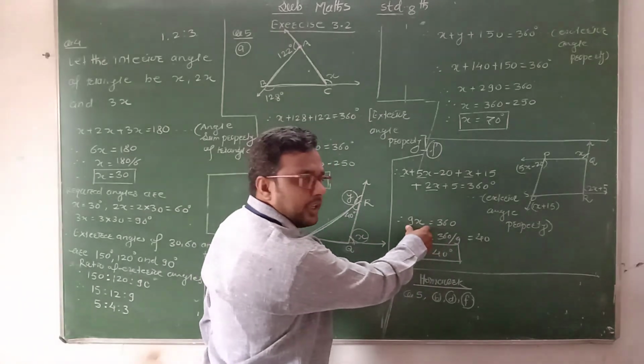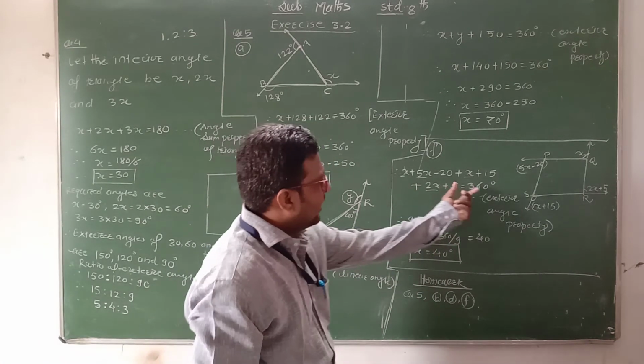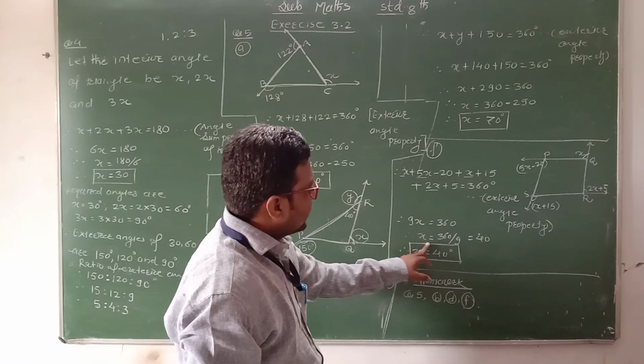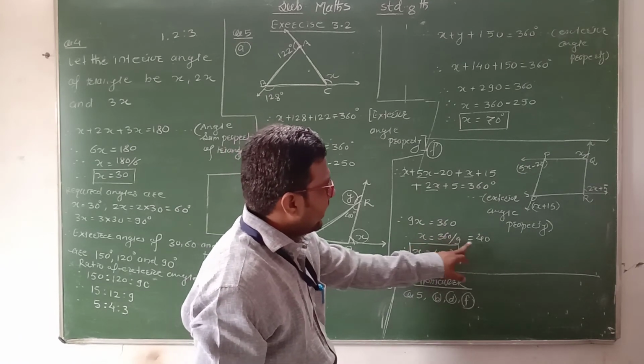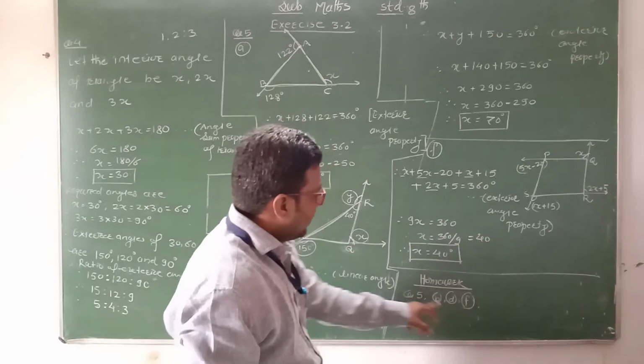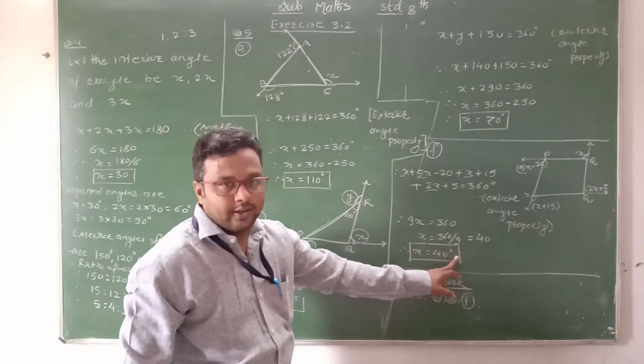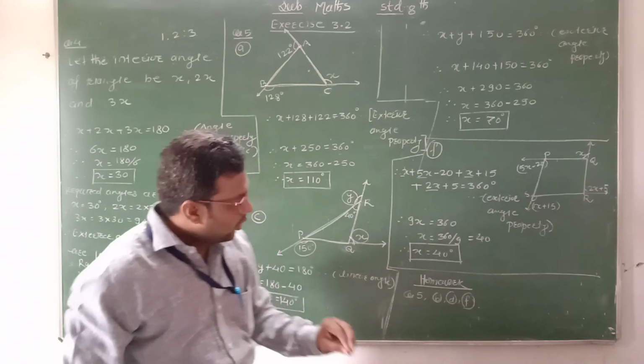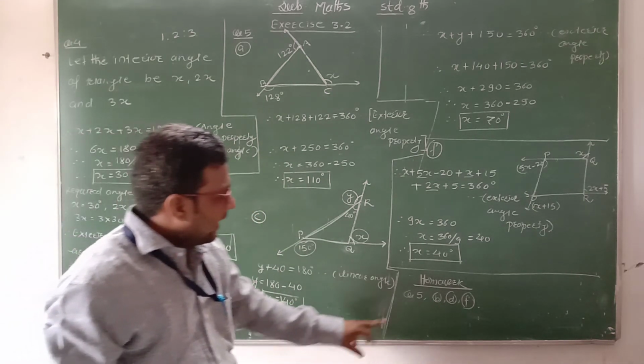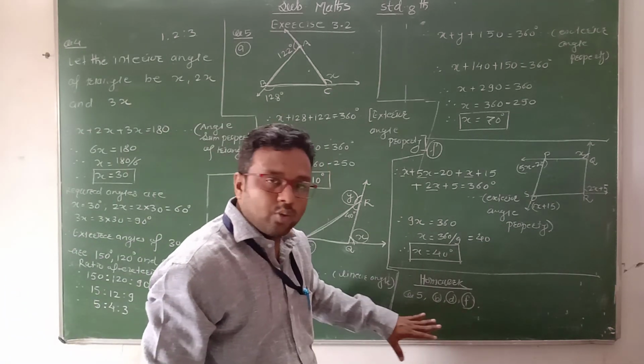There is no need to write a 0. 9x is equal to 360. Therefore, x is equal to 360 divided by 9, which is 40. Therefore, in this way, we get the value of x is equal to 40 degrees. In this way, you have to complete examples B, D and F from question number 5.